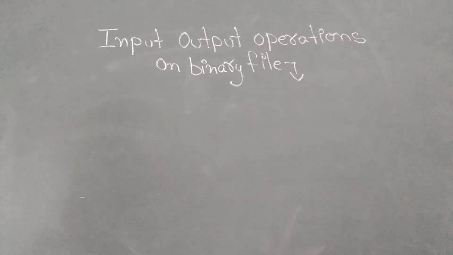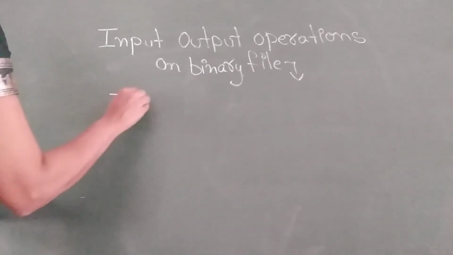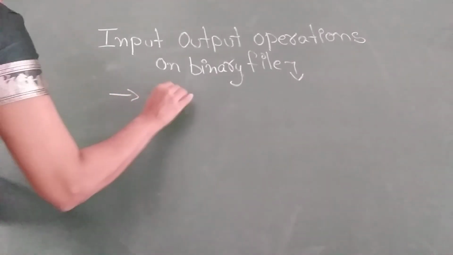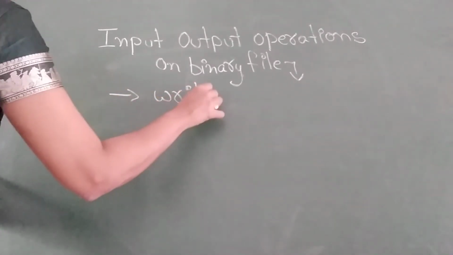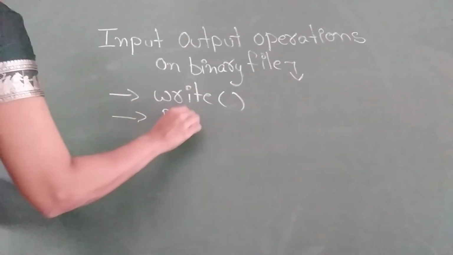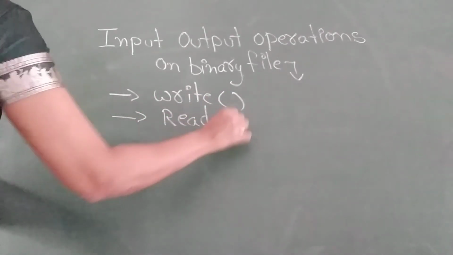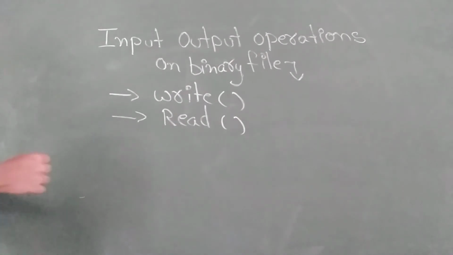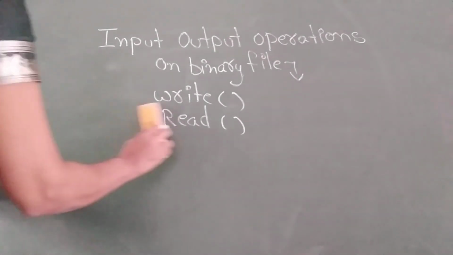So what are the functions that we will use in order to perform IO operations on binary file? There are two functions. One is write(). Second one is read(). Now we are going to study about the write() function.